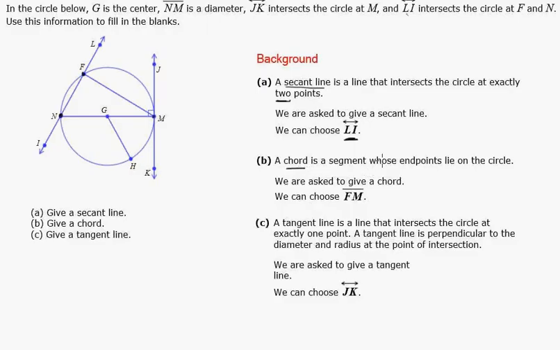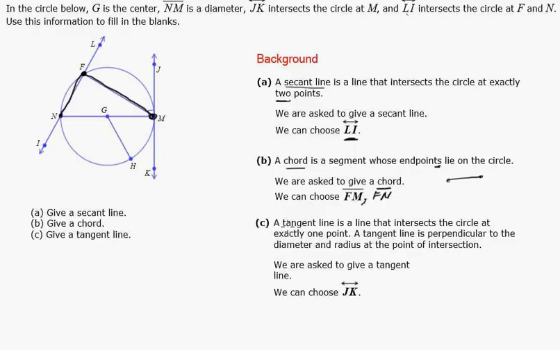A chord is a segment, so a line that starts somewhere and then stops somewhere, is a segment whose endpoints lie on the circle. Okay, so they give you F to M. F to M is a chord because it's a segment. It starts and it stops on the circle. Now, it's also true that F to N is a chord. So you could also say F to N.